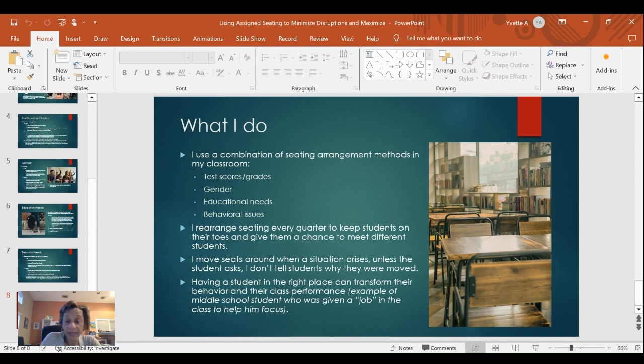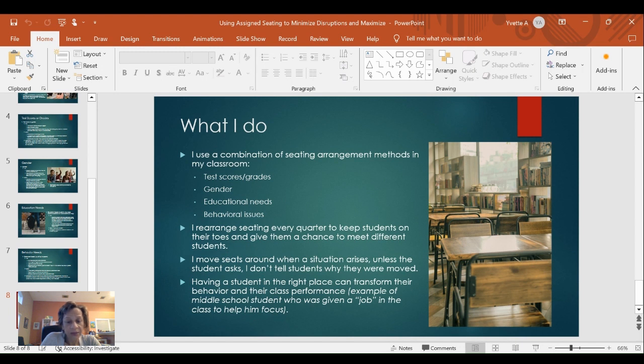Maybe that week I can change my class, but I definitely change my class seating arrangement every quarter so that students can be on their toes. It gives them a chance to meet other students in the class. It helps to build community in the class. And it gives students who always want to be in the front or always want to be in the back a chance to be there also. So unless a student really asks me, I don't tell the students why I moved them.